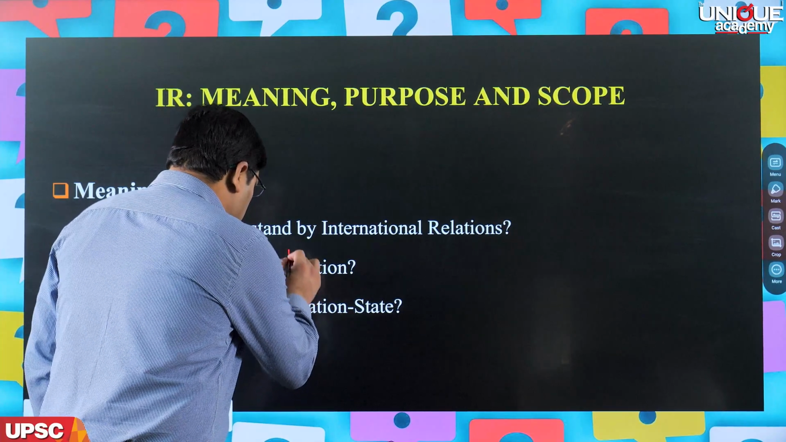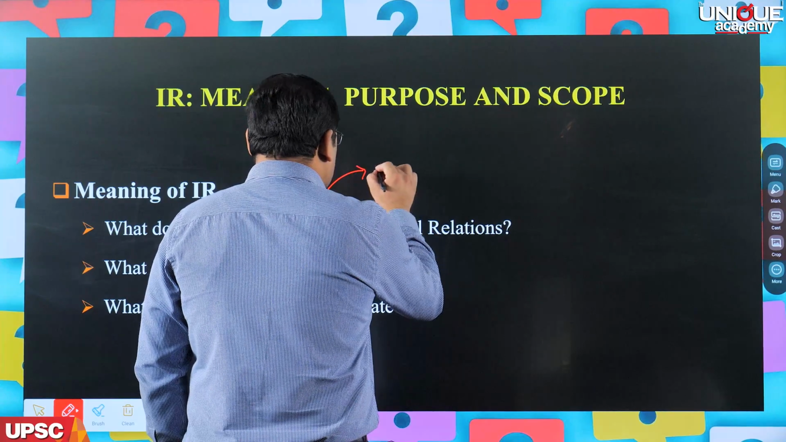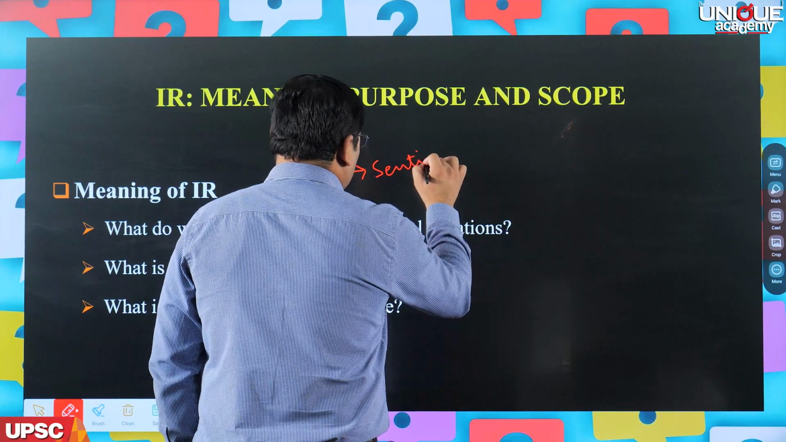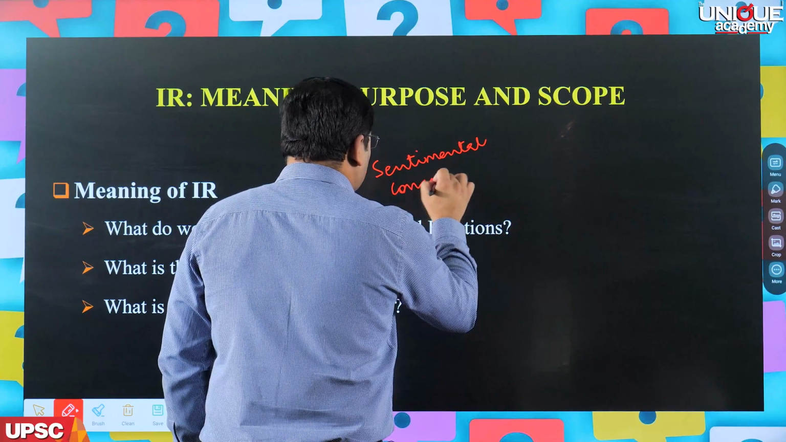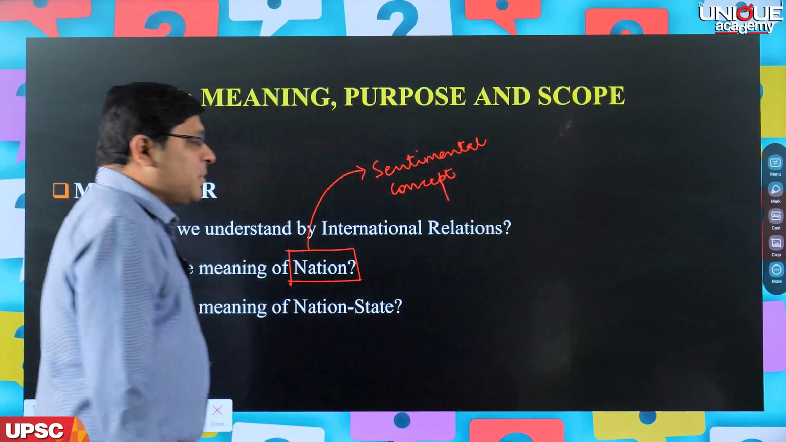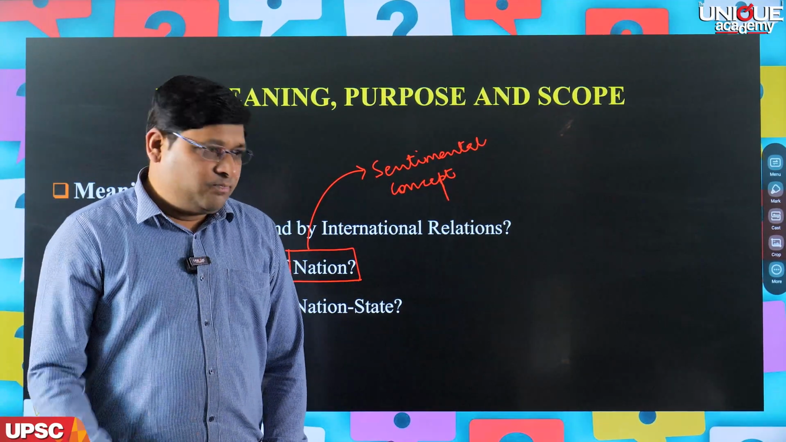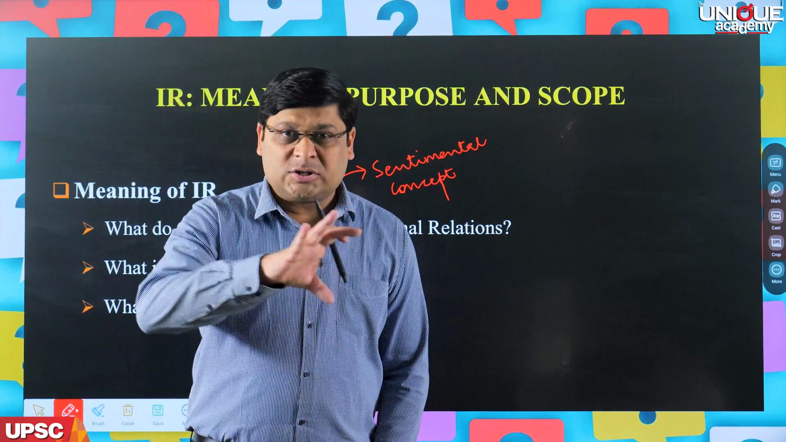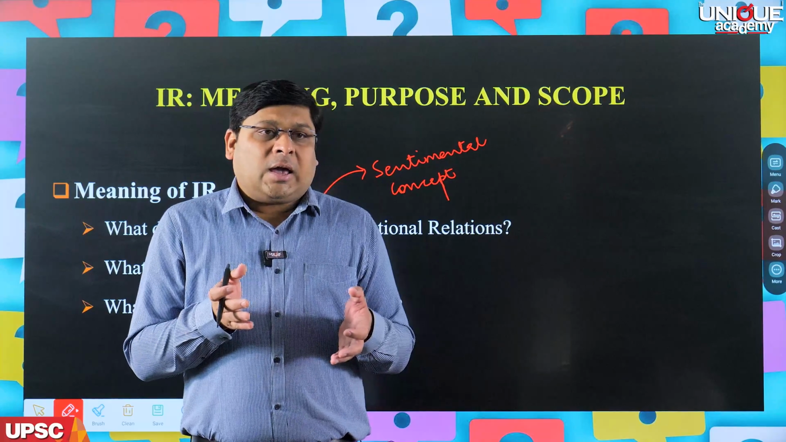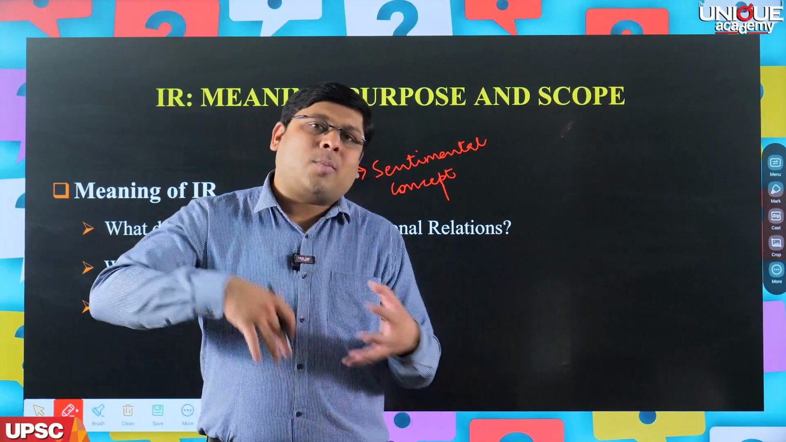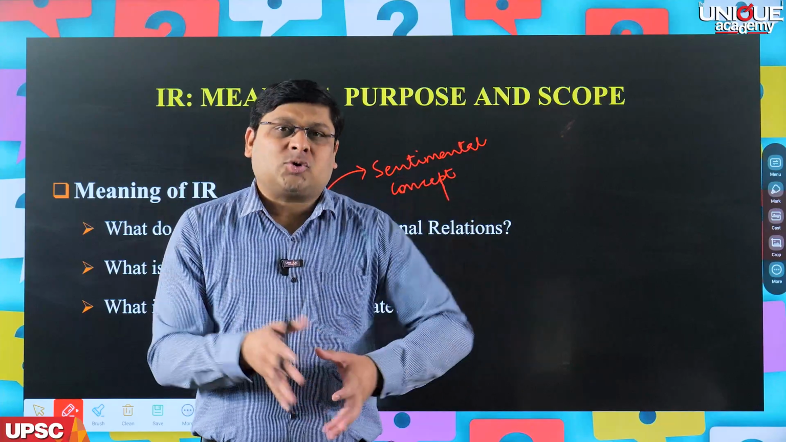When we talk about this term, nation, right? We have to understand that this is a sentimental concept. Nation is a sentimental concept. I'm talking about modern understanding of nation, right? There is an older definition as well, which is called cultural nationalism these days. The older definition is a group of people having common culture, common past, common language, common heritage. That group of people is called nation.